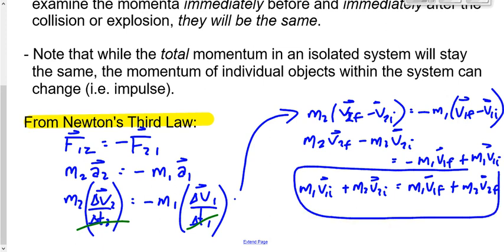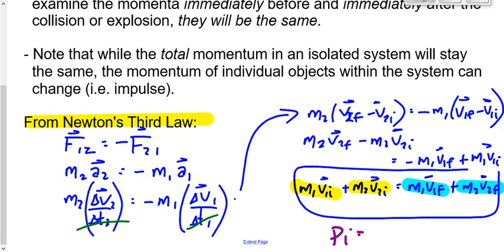What does this tell us? If two things collide, the momentum of object 1 before the collision, m1 V1I, plus the momentum of object 2 before the collision, in other words, the total momentum of the system before the collision, is equal to the momentum of object 1 plus the momentum of object 2 after the collision. In other words, the total initial momentum equals the total final momentum. Does that make sense? Really, what that boils down to is this.